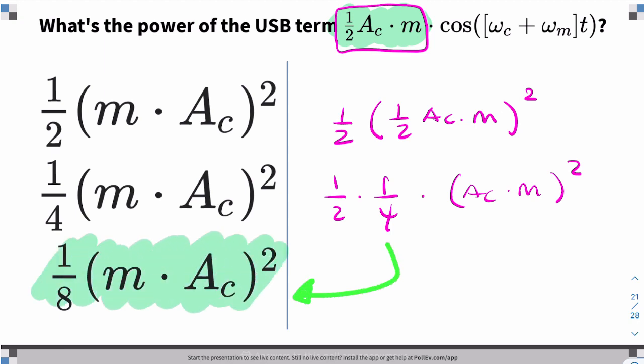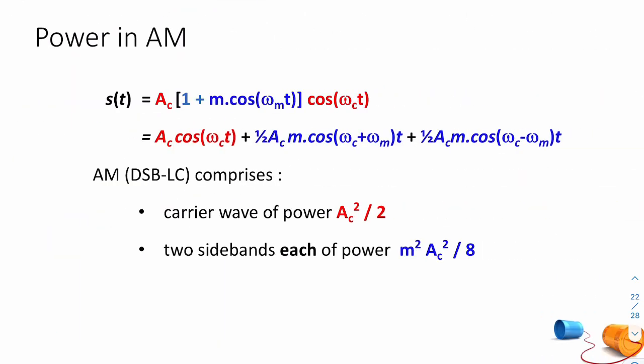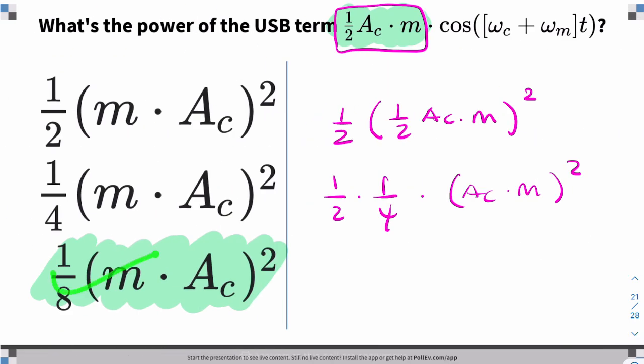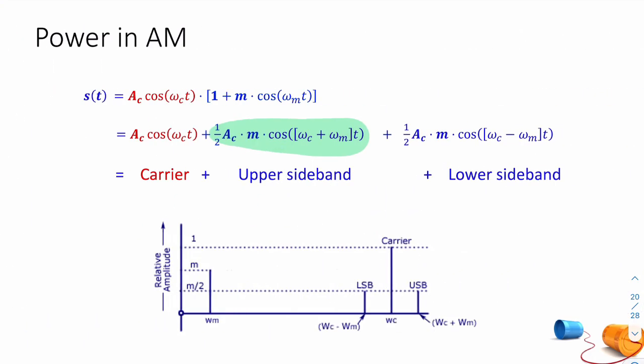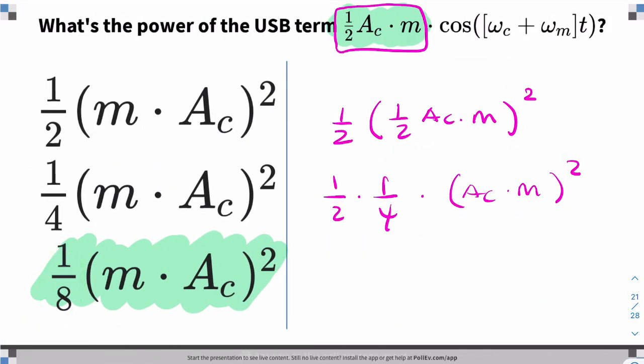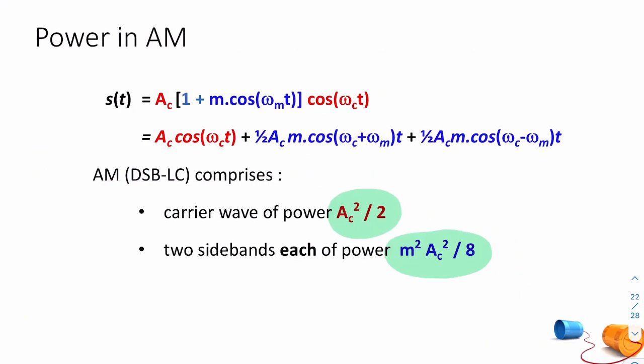Okay, so it's fairly straightforward to calculate the power of the individual components. Now we know the power of each of the components. We know the carrier has AC squared over 2 power, and we know that these sidebands each have that much power. So we got that from here and from here. So half AC squared and 1 over 8 M squared AC squared. So now we're going to use this information to calculate the efficiency.